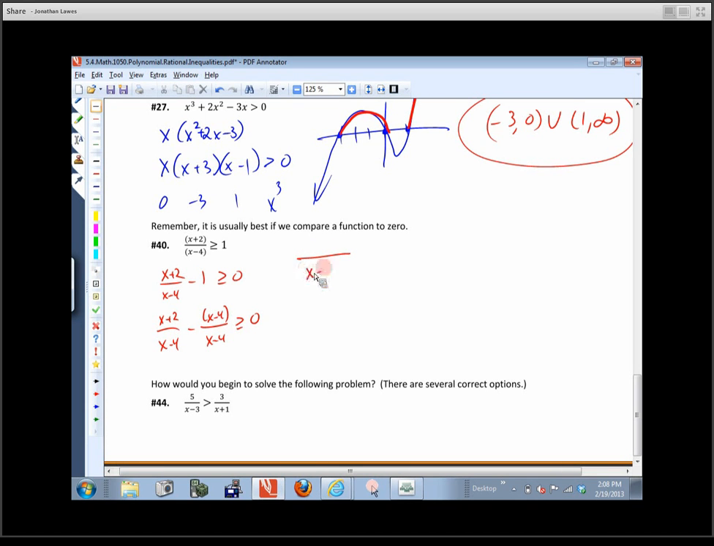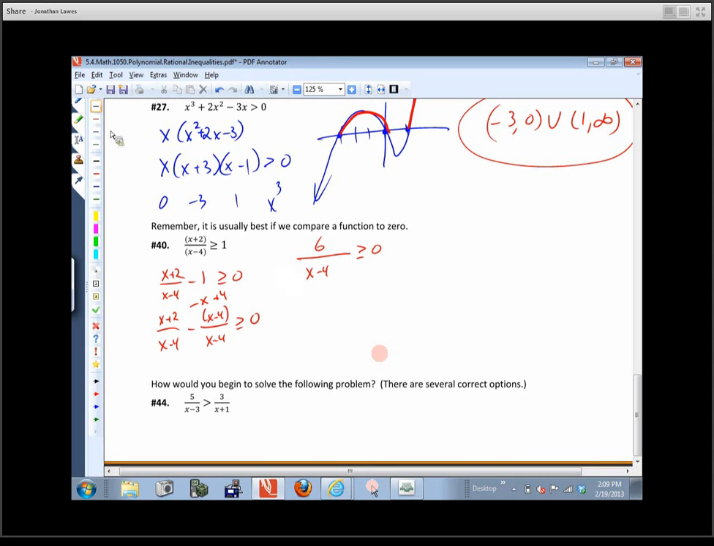So here's what we end up with. We end up with x minus 4 on the bottom, and then this is going to be minus an x plus a 4. So I have x minus x, that's a 0. And I have 2 plus 4, that's a 6. That's what we're after.